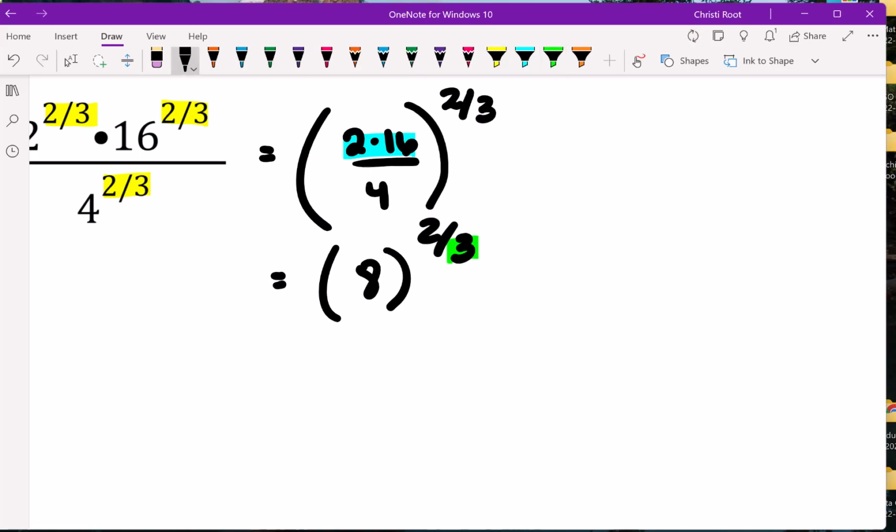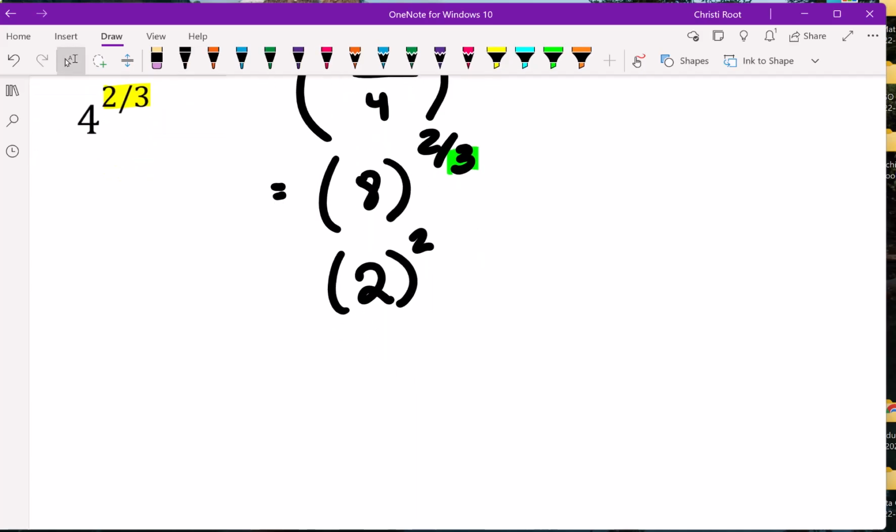That's why it's so important for you to know the perfect squares, to know the perfect cubes. So the cube root of 8 is 2. And then you have to take care of your power. So 2 squared is 4. Final answer.